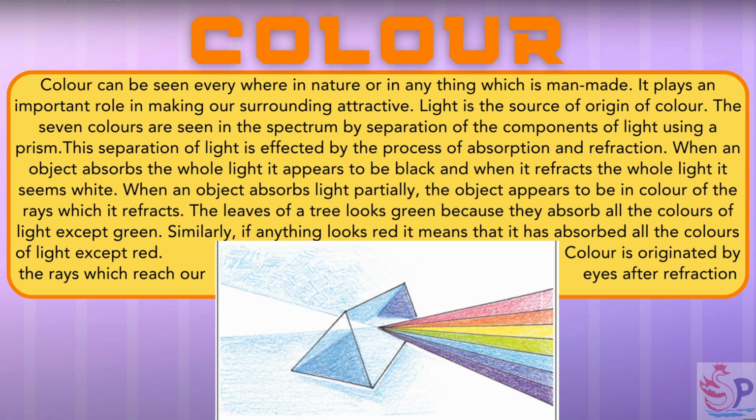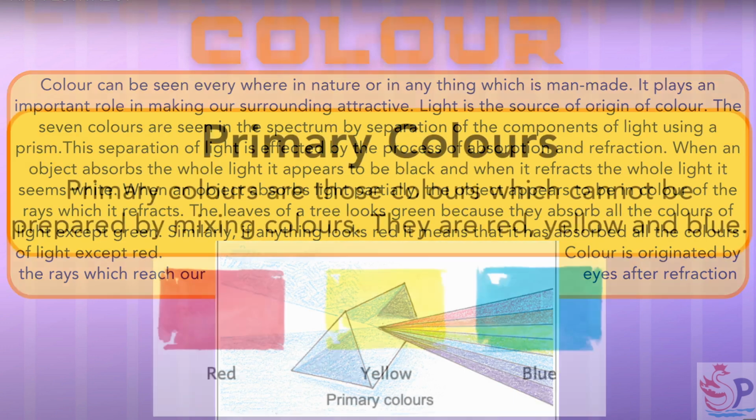When an object absorbs the whole light, it appears to be black, and when it refracts the whole light, it seems white. When an object absorbs light partially, the object appears to be in the color of the rays which it refracts. The leaves of a tree look green because they absorb all the colors of light except green. Similarly, if anything looks red, it means that it has absorbed all the colors of light except red. Color is originated by the rays which reach our eyes.